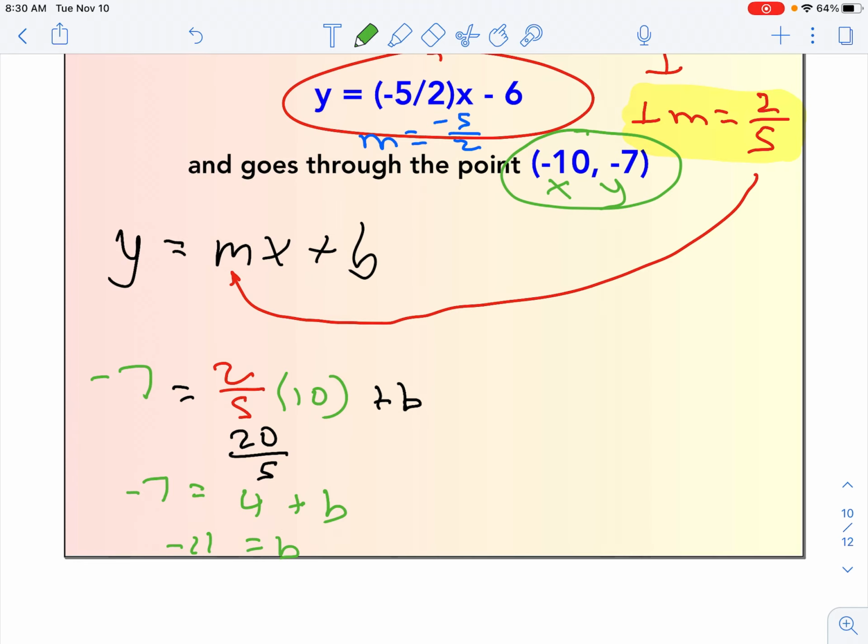So now we have our b value. We can highlight that. And now we have enough to write our equation. Our equation is y equals our slope that's perpendicular to that line, 2/5, x minus 11.